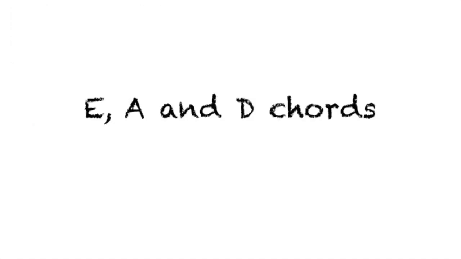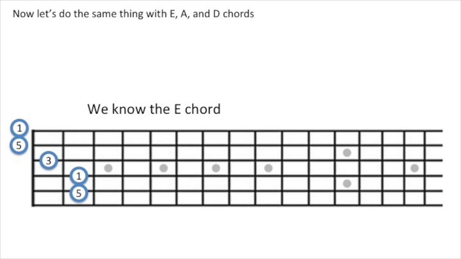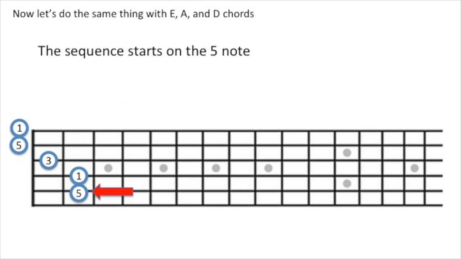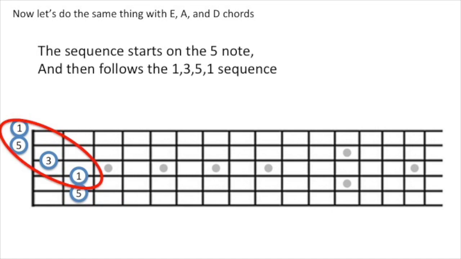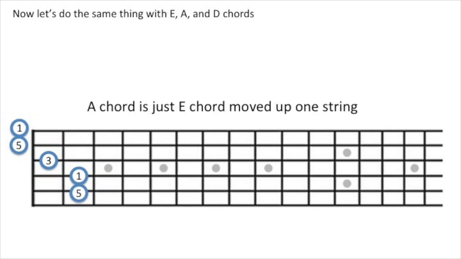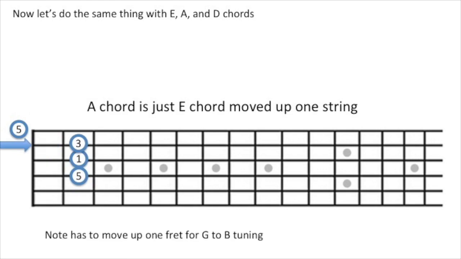Let's see the E, A and D chords. Here's the E chord. The 1-3-5 notes are shifted up 1 string. So, the pattern starts on the 5 note and then follows the 1-3-5-1 sequence. The A chord is just the E chord shape, moved up 1 string. The B string note is shifted because of the tuning, and we see the familiar A chord shape. Again the sequence is 5-1-3-5.